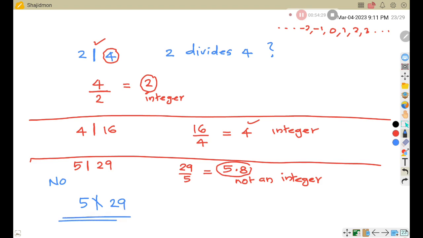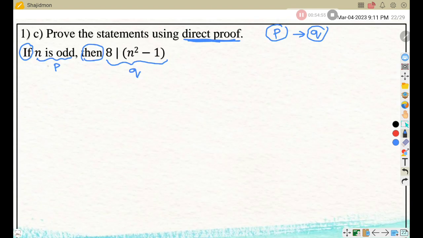So like that, if one number divides another number, it means second number divided by first number. So keep in our mind this symbol, that meaning divides. This symbol is division, divide, and another one is divides. That is the difference. Okay, now here what is the question actually? If n is odd number, 8 divides n square minus 1, correct?